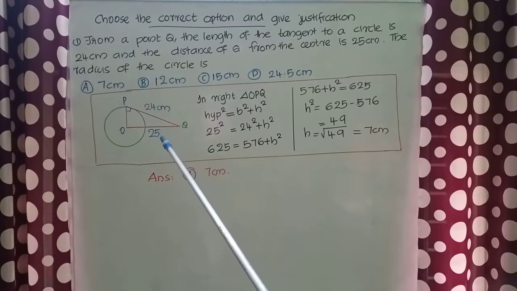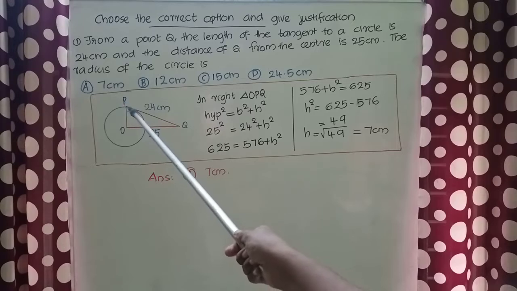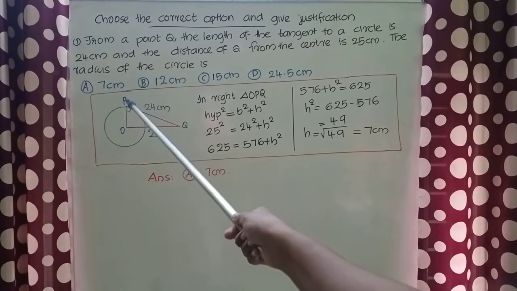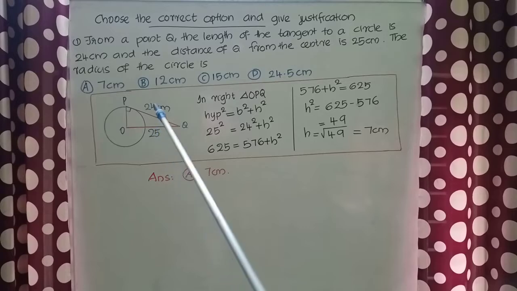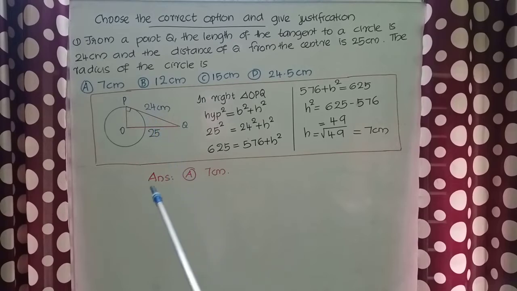And in theorem 1, we have studied the tangent and radius making right angles. So, this angle P is right angle. So, this triangle POQ is a right triangle. So, we can apply Pythagoras theorem in this triangle. In right triangle OPQ, hypotenuse square equal to base square plus height square.